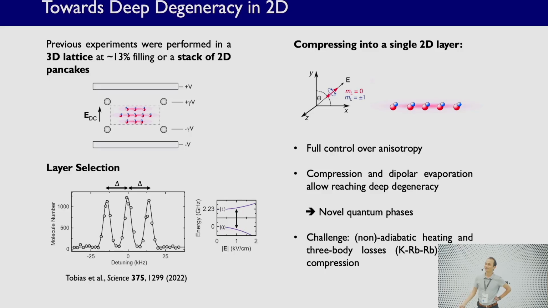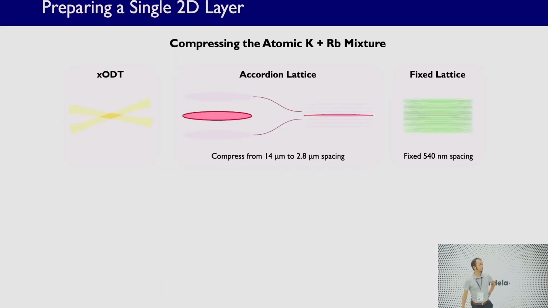But the challenge is that compressing things is difficult. We get adiabatic and non-adiabatic heating, and we get three-body losses during compression. But okay, we do it anyway.